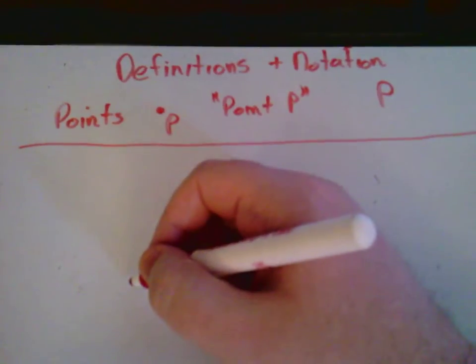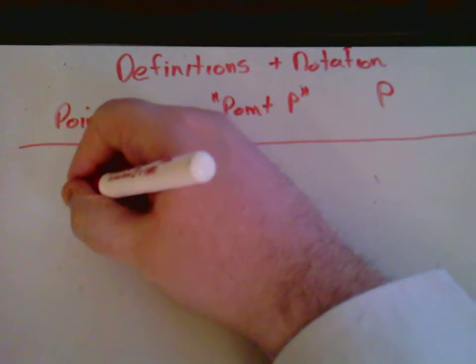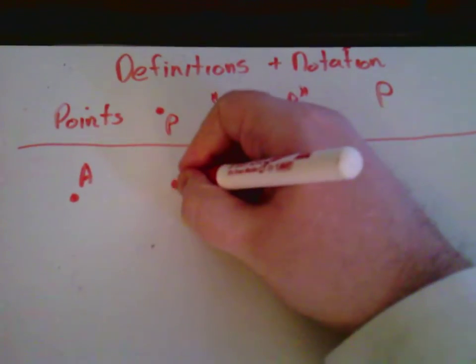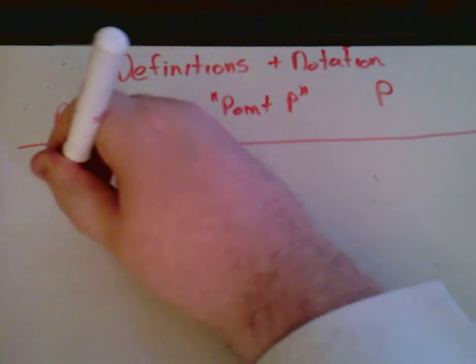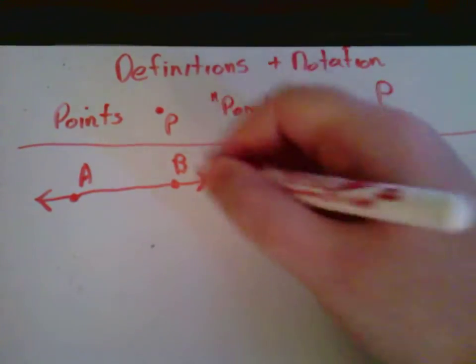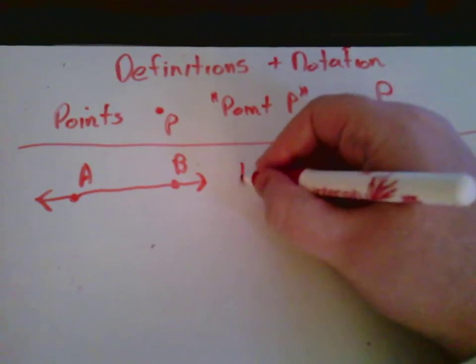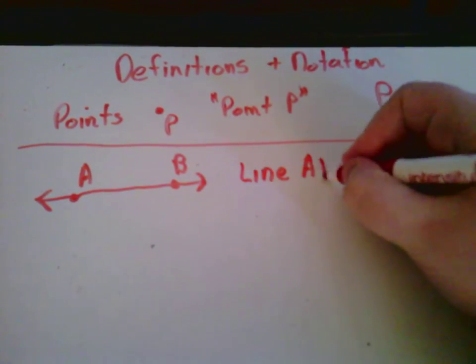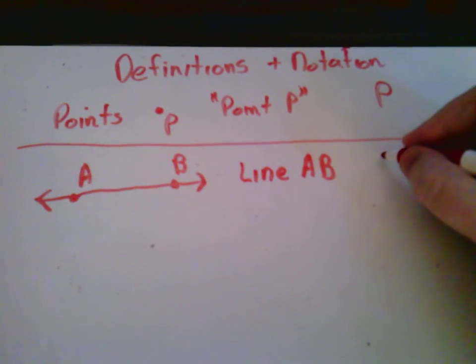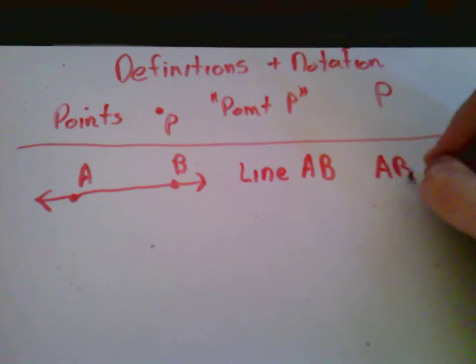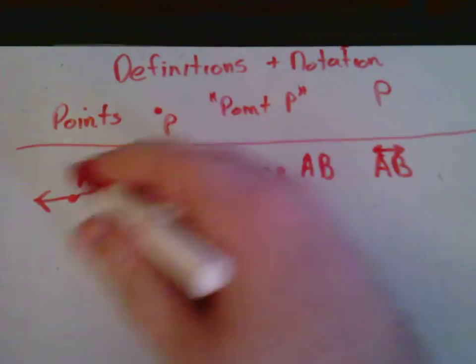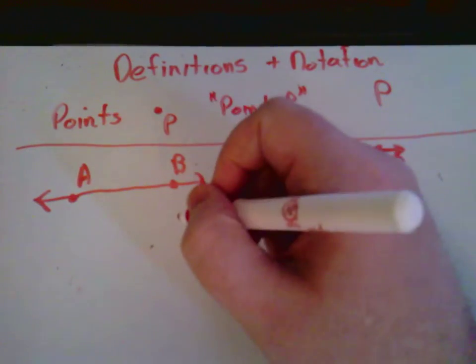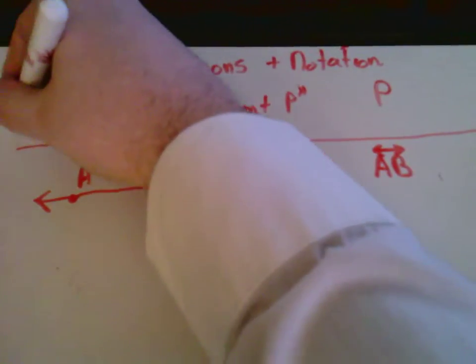Alright, so we have points, and a collection of points makes a line. Let's say we have a point A, and we have a point B. AB can form a line. This could be referred to as line AB, written with our notation, AB with a line above it. Line AB goes on in both directions infinitely. We'll go over that in a little bit more detail in a second.